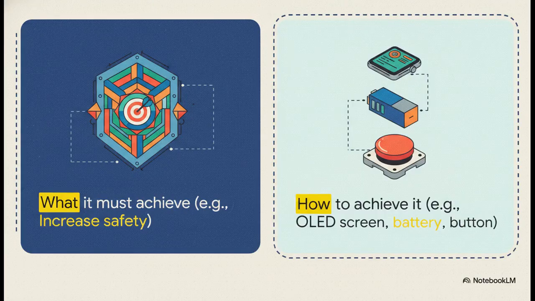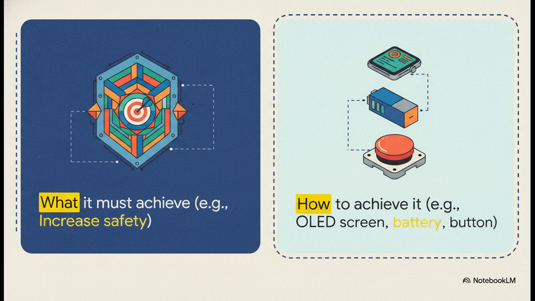Moving right along into Section 3, separating objectives and means. Zooming in on step 2 for a second, understanding the difference between an objective and a means will literally make or break your design process. Remember, an objective is what the product must achieve. A means is how you achieve it through specific physical components.